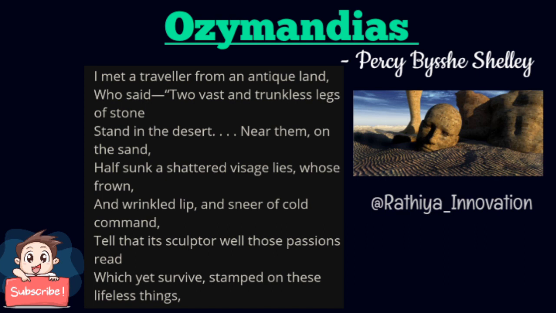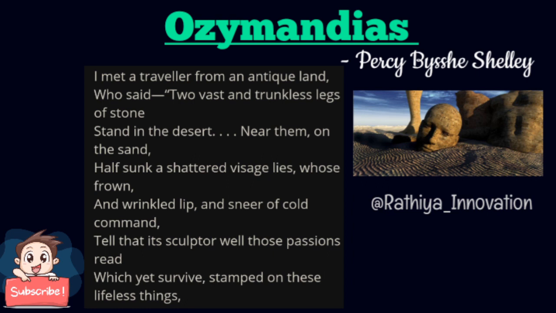Then, tell that its sculptor well those passions read, which yet survive, stamped on these lifeless things. Here the sixth and seventh lines portray a sculptor who knew the ancient Egyptian ruler very well, so that he carved the character of the ancient ruler through the statue. But now the ancient ruler is not alive, yet through the survival of the lifeless thing, that is the statue, the character of the ancient ruler is portrayed in a very good manner.